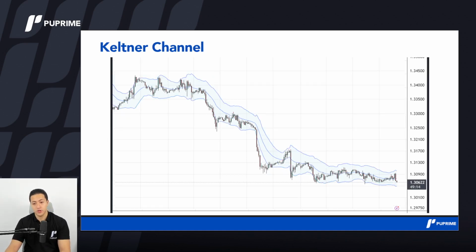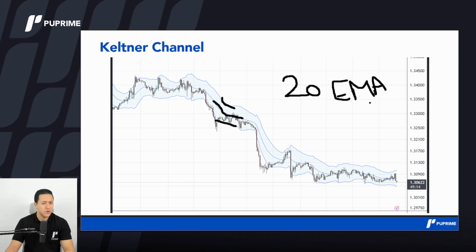How about the Keltner channels? You will see it's somehow similar, just a different way of calculation. So again, we have a middle band, an upper band and a lower band. The middle band is a 20 EMA. So instead of a simple moving average, it's an exponential moving average, and the difference is slight, okay? Just another way of calculating a moving average. It gives more weight to the recent price actions, okay?